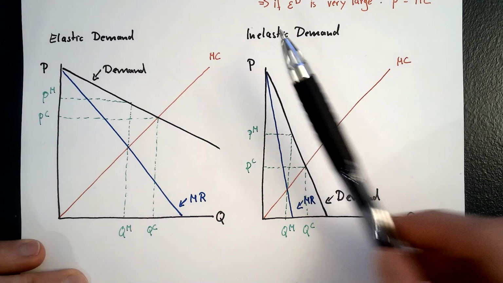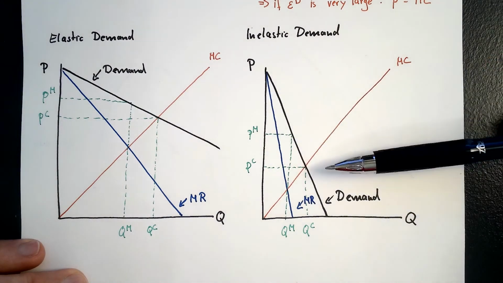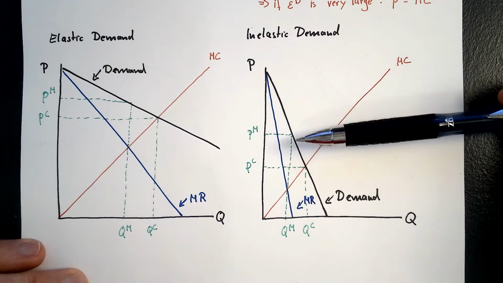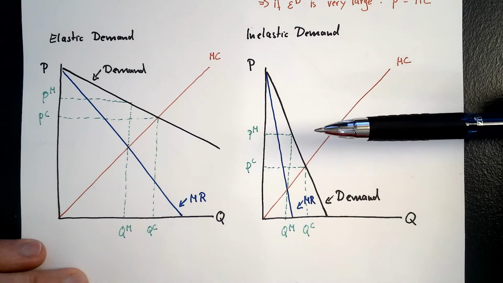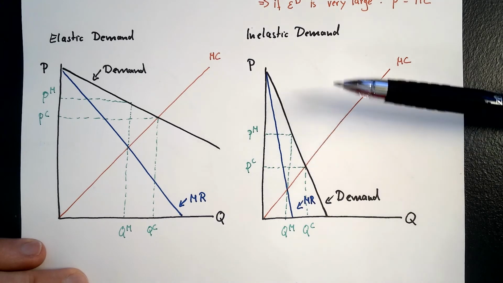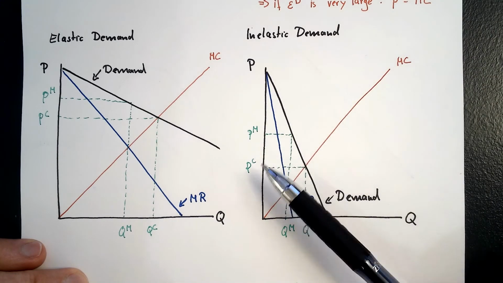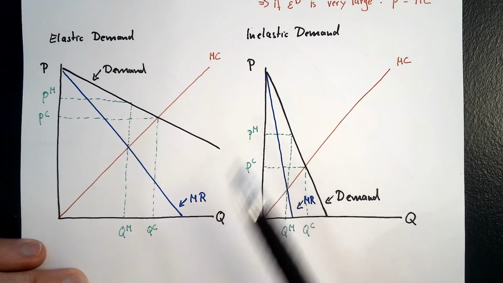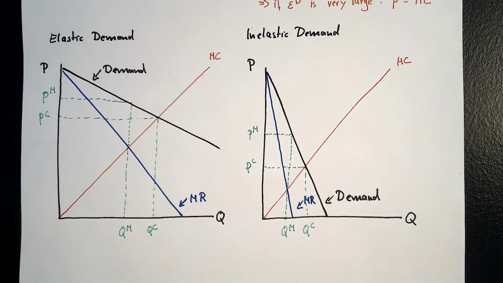Think about a monopolist who is producing, say, a life-saving medication. Then a large change in price is not going to affect the quantity by much. And hence, the monopolist is in a position where the difference between the perfectly competitive price and the price the monopolist sets can be very large. Okay, so this illustrates from a graphical perspective the relationship between a monopoly and the demand elasticity.